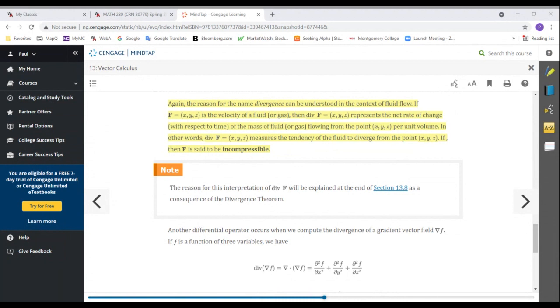In other words, think about divergence. I think of it as the sum of three rates, okay? And the divergence measures the tendency of the fluid to diverge from a point. They also say here, I think they left something out. If the divergence of F is equal to 0, then the vector field F is said to be incompressible. Incompressible.